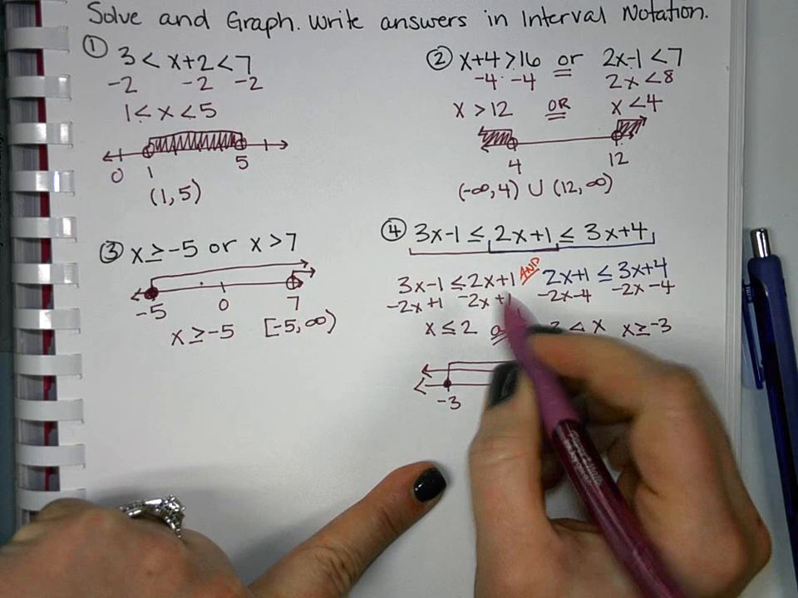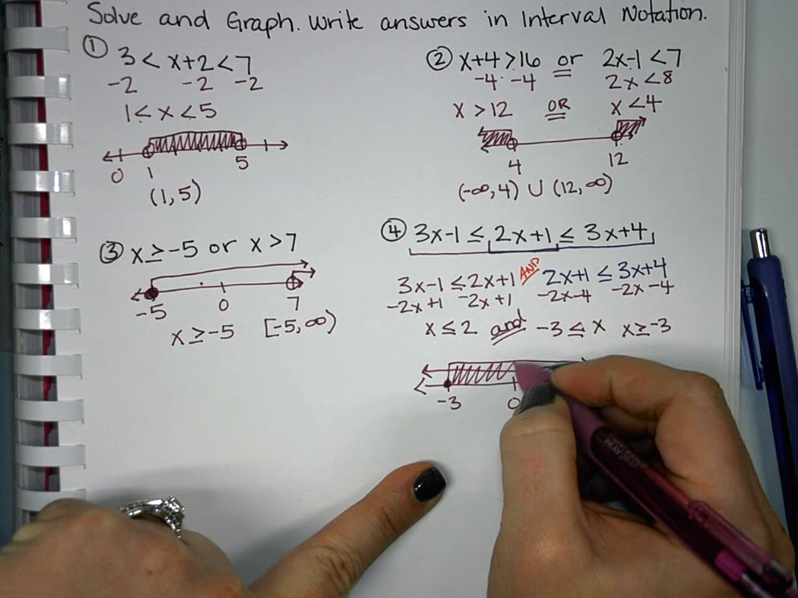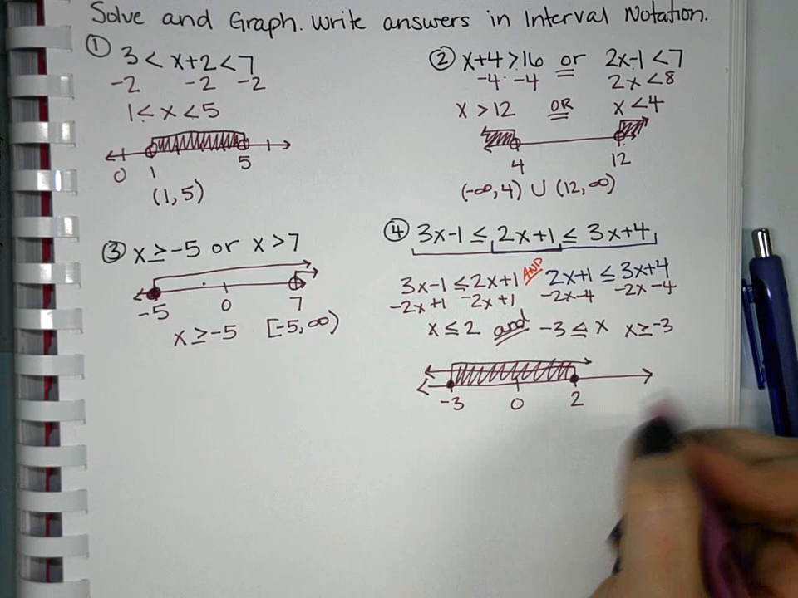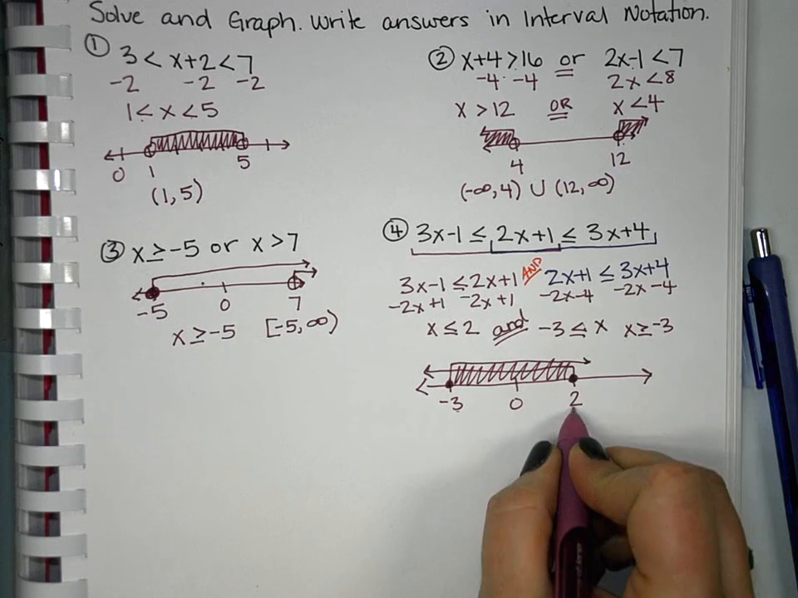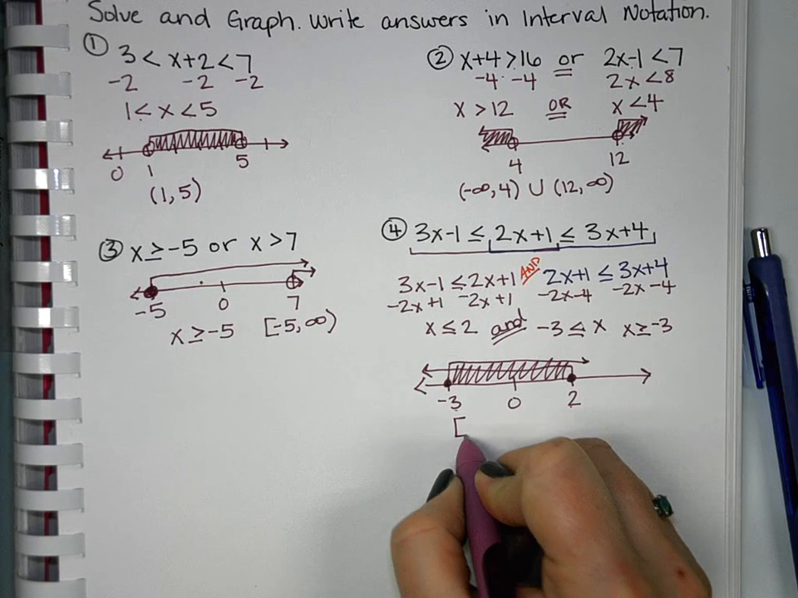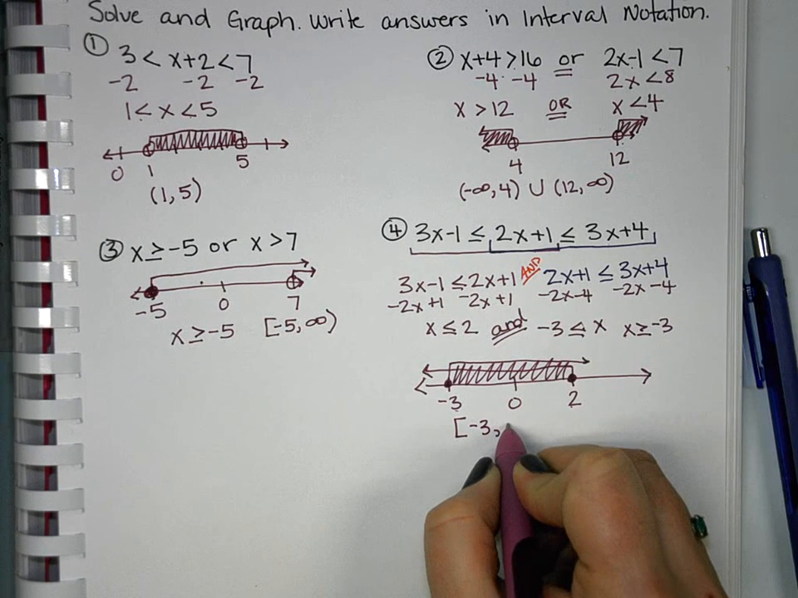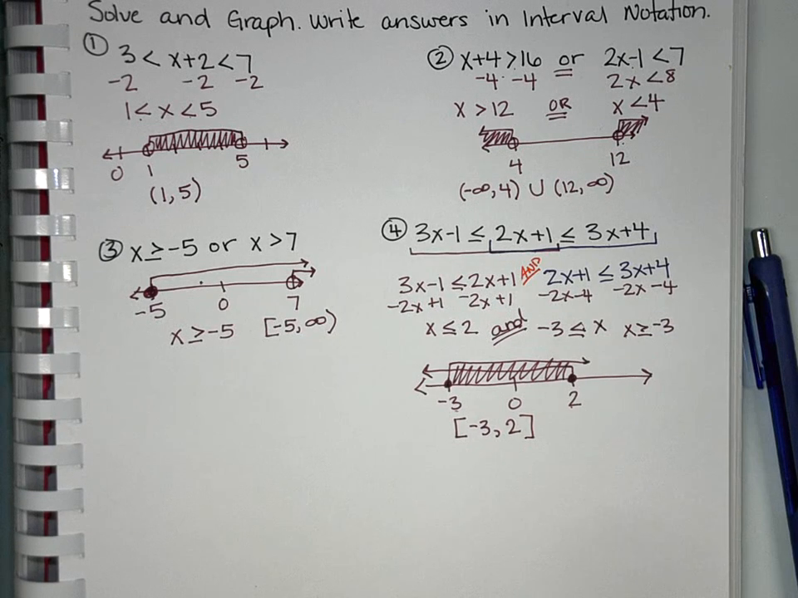The AND means we're looking for just where they overlap. So our answer would be between -3 and 2. Again, they're both equal, so -3 and 2, and we would use our brackets.